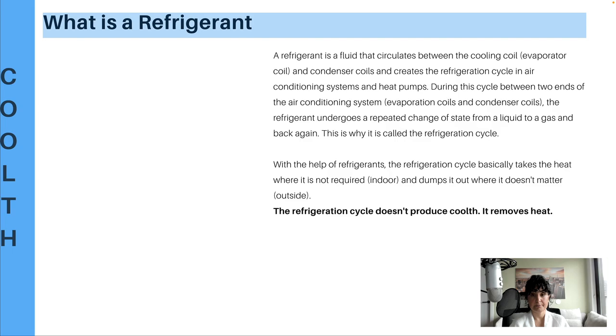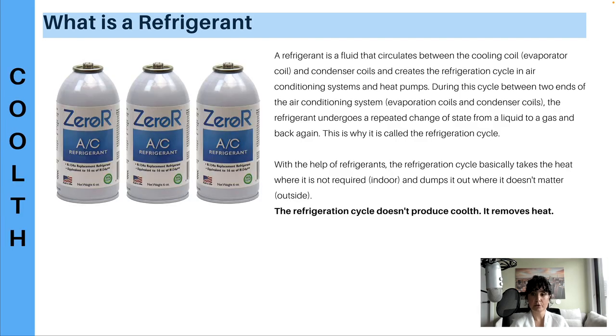What's a refrigerant? A refrigerant is a fluid that circulates between the cooling coil and condenser coil and creates a refrigeration cycle in air conditioning systems and heat pumps. During the cycle between two ends of the air conditioning system, the refrigerant undergoes repeated change of state from a liquid to a gas and back again. This is why it's called the refrigeration cycle.